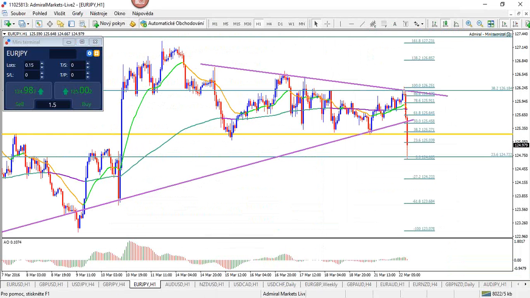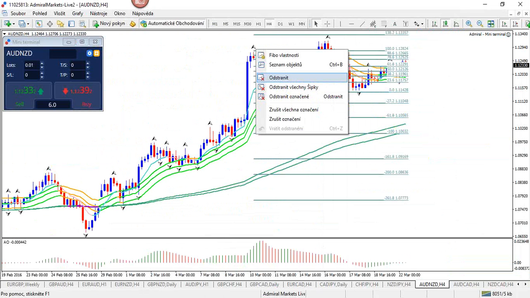All right, to wrap it all up, if there are no other pairs, let me take a last look at New Zealand, and then I'll do a recap quickly. I was curious about New Zealand because there was a big trend up on this pair, and it seems like it's slowing down a bit. No divergence though.